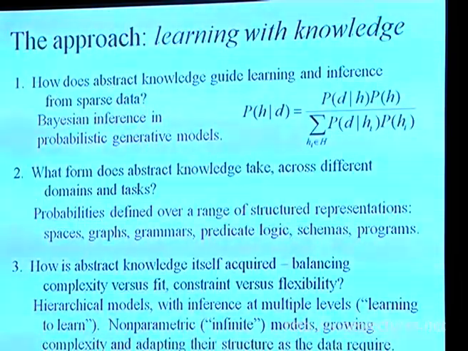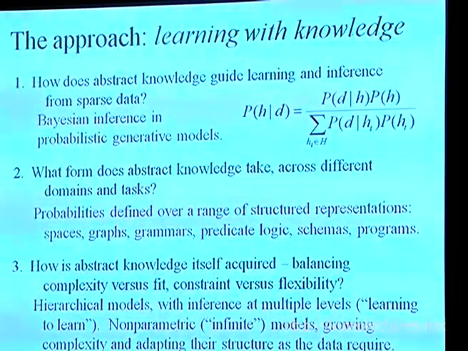Now, the approach that we pursue you could call learning with knowledge, and by this I mean to contrast with the conventional machine learning approach, particularly more applied machine learning, where basically you do ML when you don't know anything. But here, this is all about learning with rich knowledge. So the key questions we want to understand are these three. How does some kind of abstract knowledge, whatever it is that fills in the gap of our sense experience, guide learning and inference from sparse data? What form does that knowledge take across different domains and tasks? How do we represent it? And how is that knowledge itself acquired?